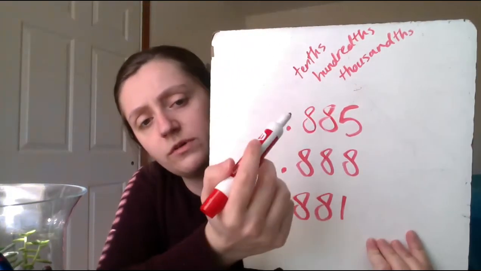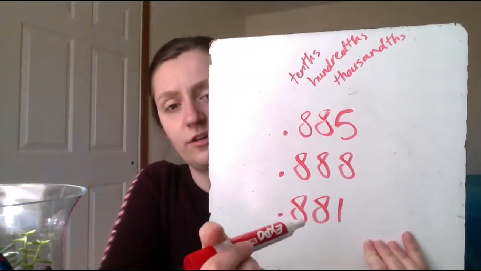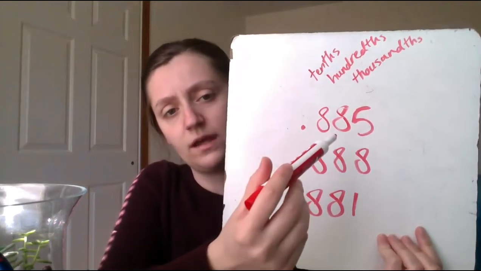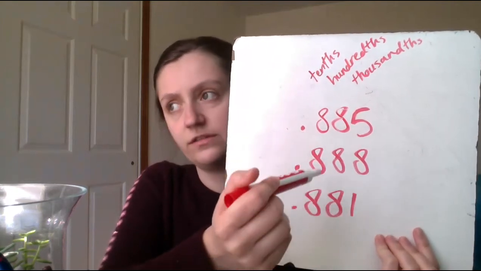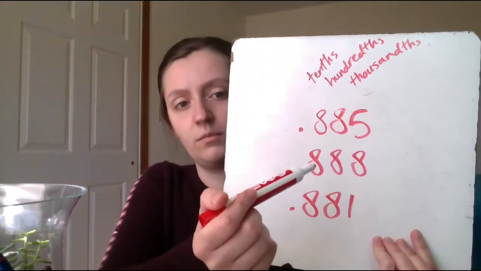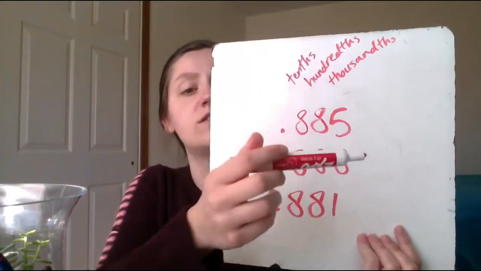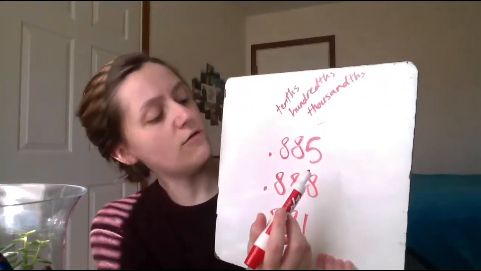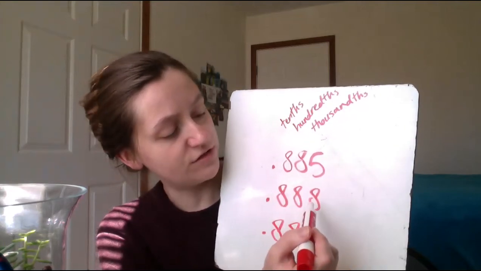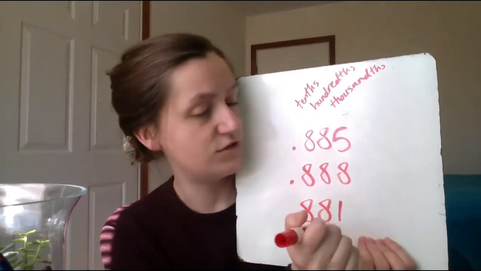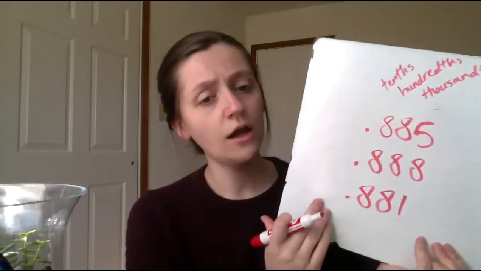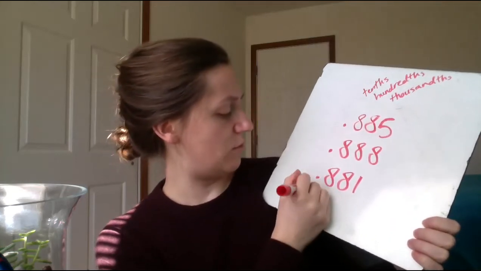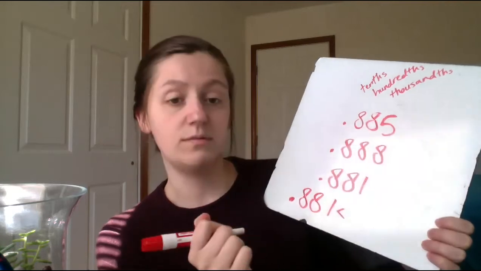So if we look at our problem and we see all the numbers in the tenths place are the same, every single number here is the same, then we're going to compare the numbers in the hundredths place. Well, I have 8, 8, 8. That means all those are the same so far as well. So now I have to compare the numbers in the thousandths place and see which one is the largest and which one is the smallest. So now I'm comparing the 5, which is the same as 5 over 1,000, this 8, which is equal to 8 over 1,000, and this 1, which is equal to 1 over 1,000. Which number here is the smallest, 5, 8, or 1? I know that 1's the smallest, right? So I know that 0.881 has to be my smallest number.